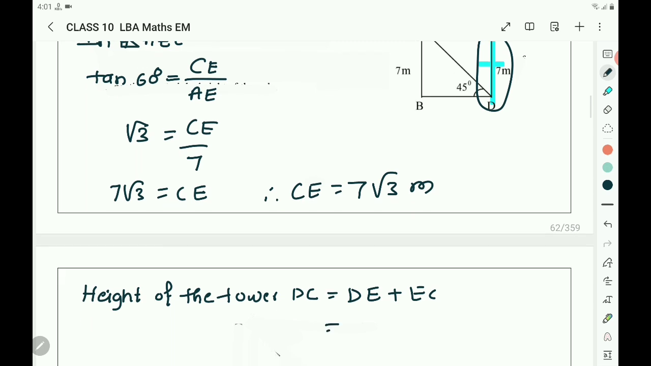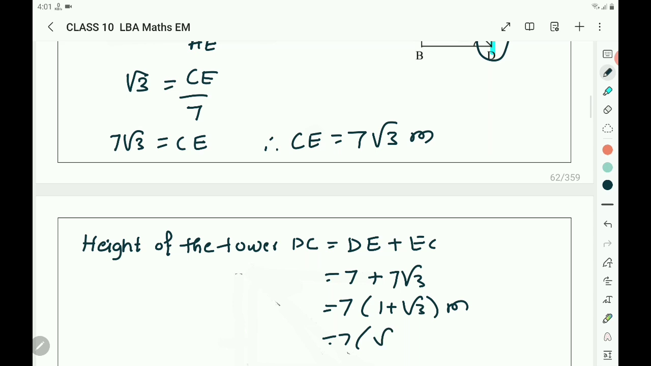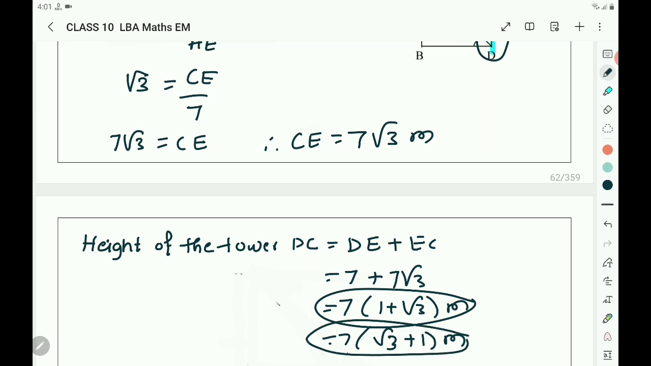DE is 7. 7 plus EC is 7 root 3. If 7 is taken outside as a common factor, 7 into 1 plus root 3 meter. Or you can write 7 into root 3 plus 1 meter also. Both of them are okay. You can end up to this, or you can continue to this also. Therefore, the height of the tower is 7 into root 3 plus 1 meter, or 7 into 1 plus root 3 meter.